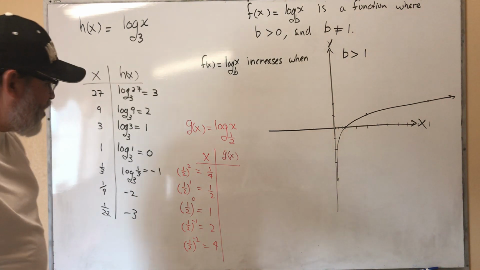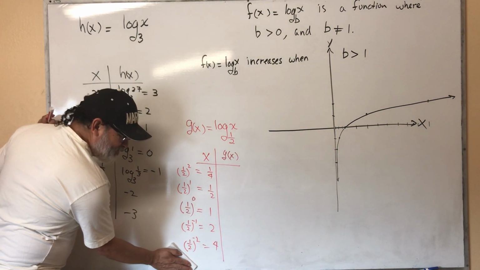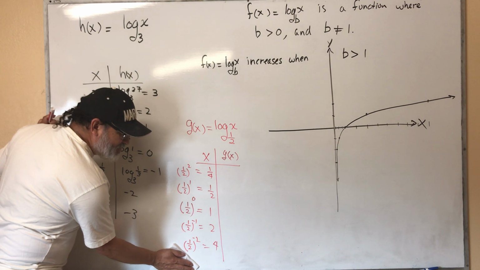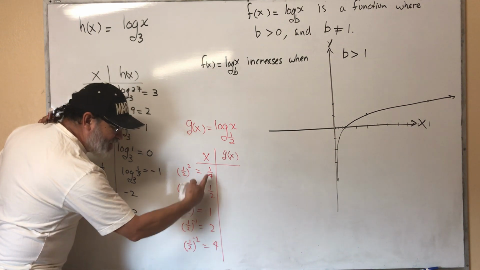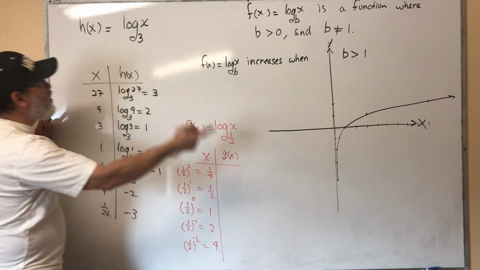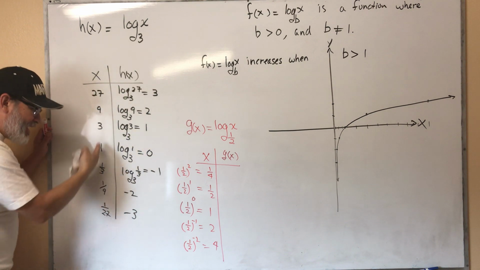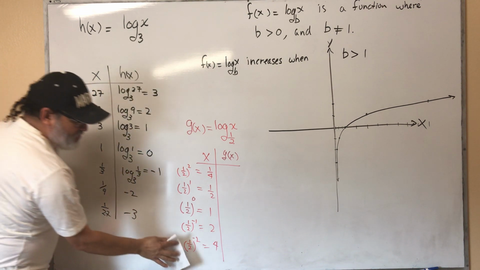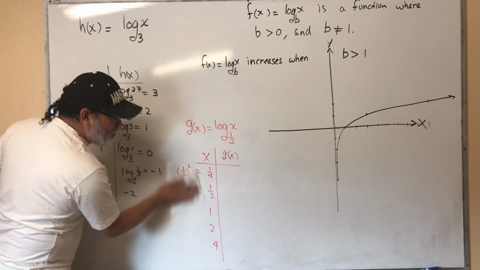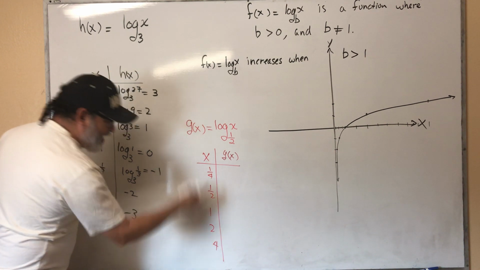If I were you, I would always try to pick smart values for x. Those are it. How did I get them? Take this base, raise it to a power, just like I took this base and raised it to a power, and I got these values. These are smart values. That's it right there.